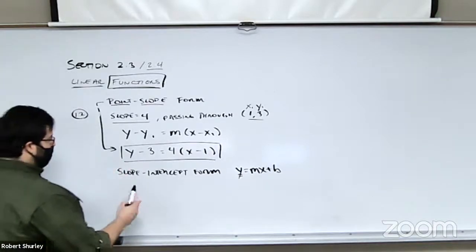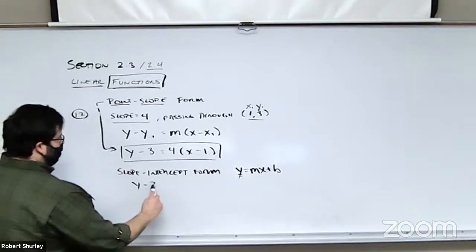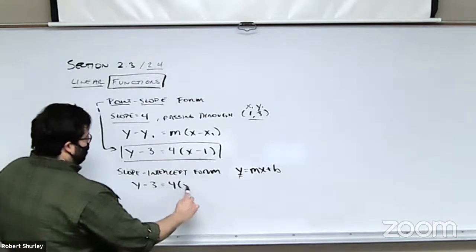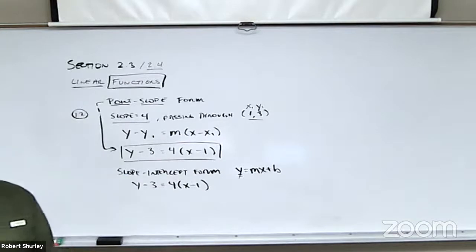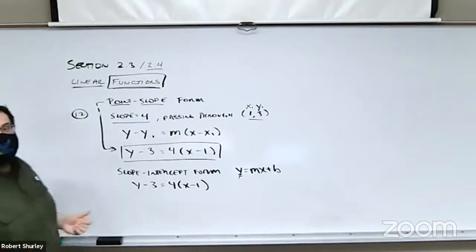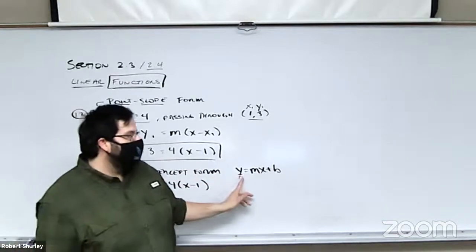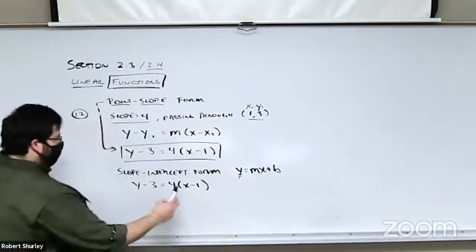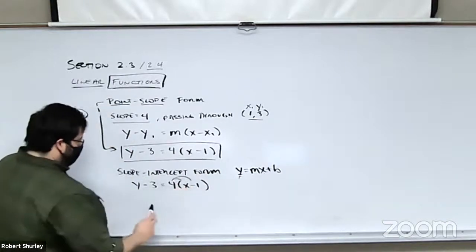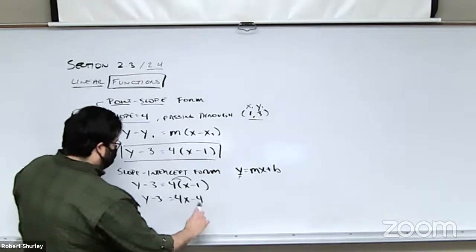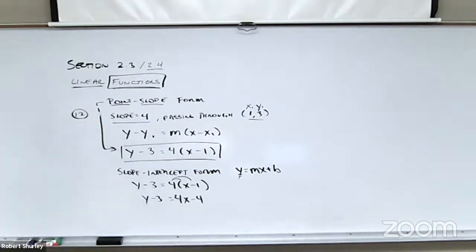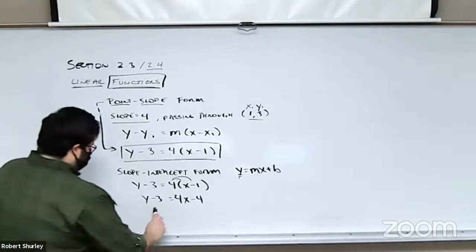So I'm going to rewrite this, y minus 3 equals 4 times x minus 1, just to put it underneath. So we solve for point slope form. And now the goal is to just get y by itself. So I'll distribute the 4 first. Okay, so I get y minus 3 equals 4x minus 4. And then I'm going to add the 3 over.